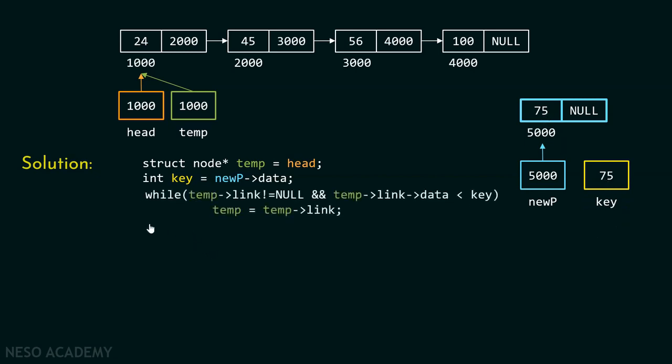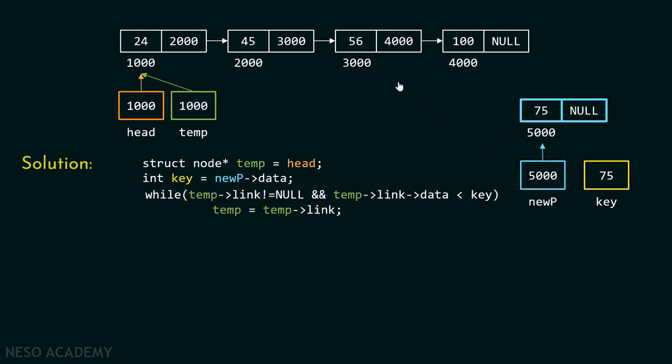Then after this, we need this piece of code: while temp link not equal to null and temp link data is less than key, temp equal to temp link. This is the whole logic we have to apply in order to traverse the list. Let me tell you what I'm trying to do over here. Here I will compare this key value with the value of the second node first. So 75 is compared with 45. We know that 75 is greater than 45, so we cannot place this node before this node. So we just move on and then we will compare this key value with 56.